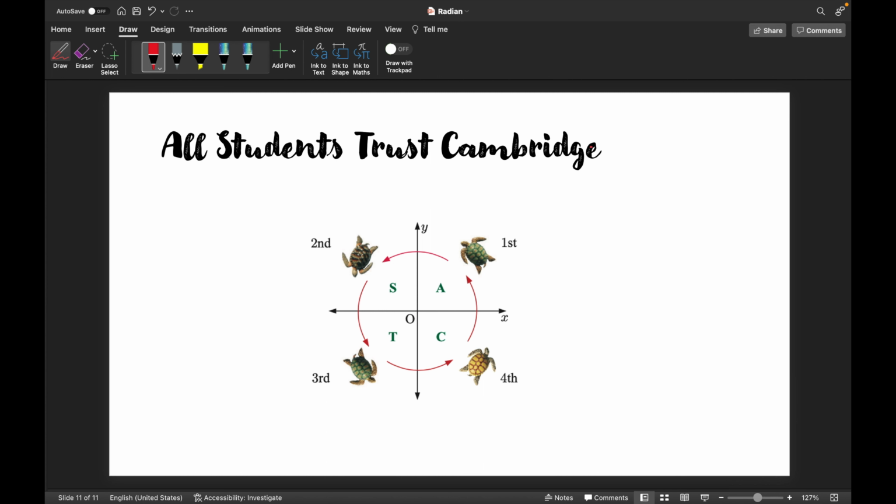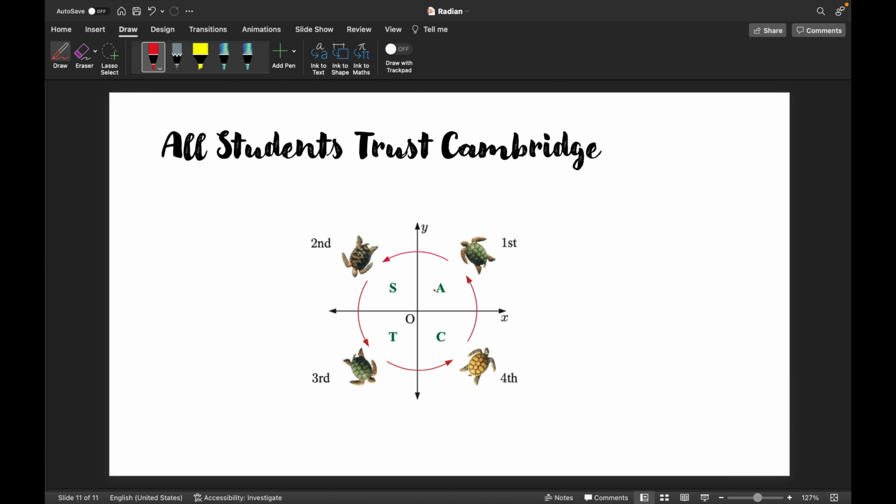All students trust Cambridge, in order to find whether it's going to be positive or negative. So in the first quadrant, what this means is that starting from the topmost box, which is also on the right, you'll have to go in the anti-clockwise direction, assigning each quadrant the alphabet. So this would be A, so all students trust Cambridge. So A means all trigonometric functions. S would be sine, T would be tan, C would be cos.